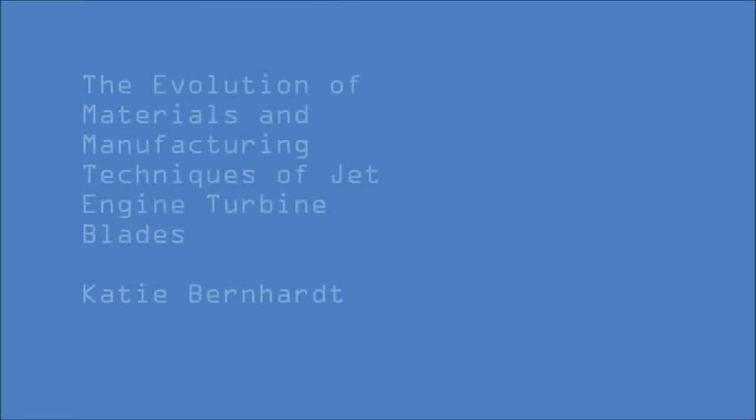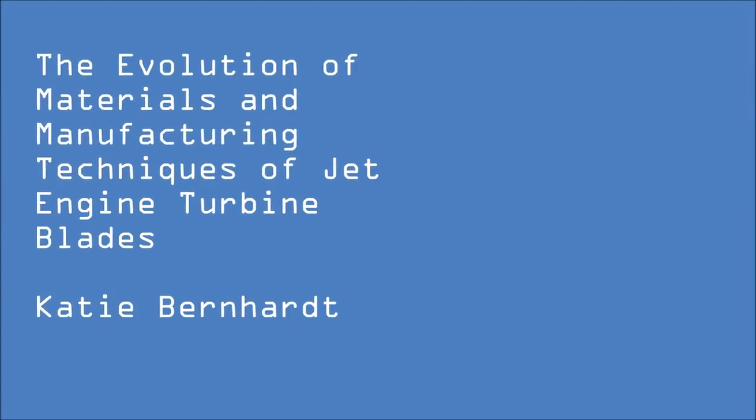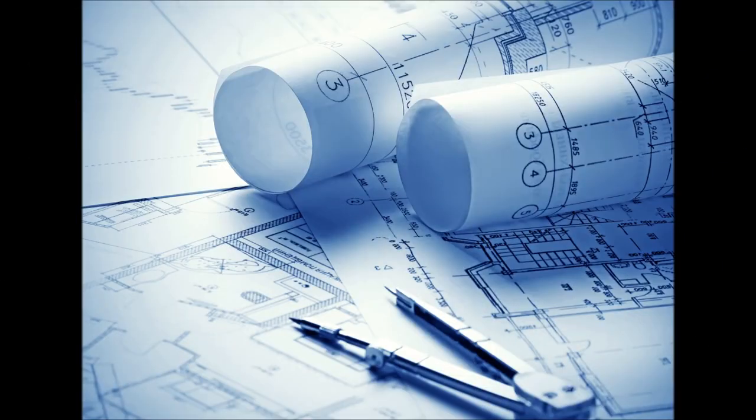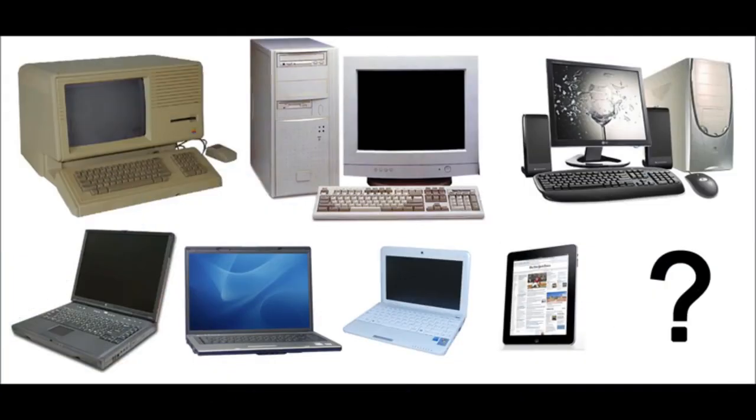The evolution of materials and manufacturing techniques of jet engine turbine blades by Katie Bernhardt. Engineering is usually defined as the designing and building of machines, engines, and structures. However, people tend to overlook the grand aspect of redesigning and re-engineering. The reason planes, iPhones, and computers look and work the way we know them to is due to the constant desire and need for the next best thing.